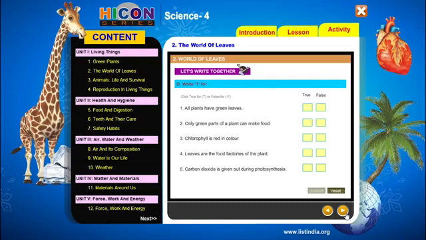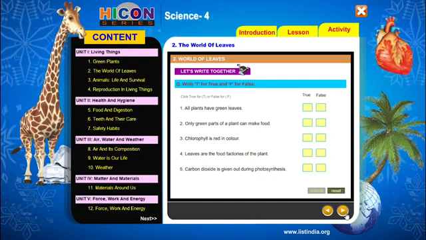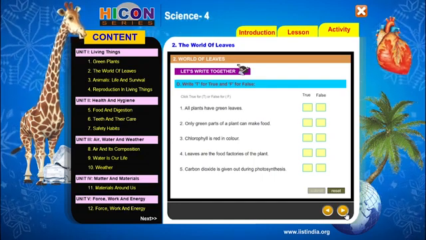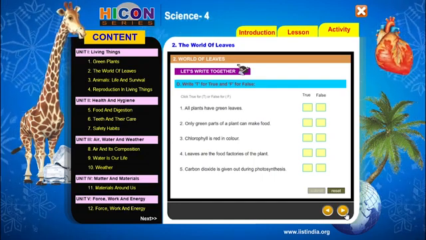So write T for true and F for false. Children, there are 5 sentences given. If the sentence is correct, we have to write T in the box provided under true.